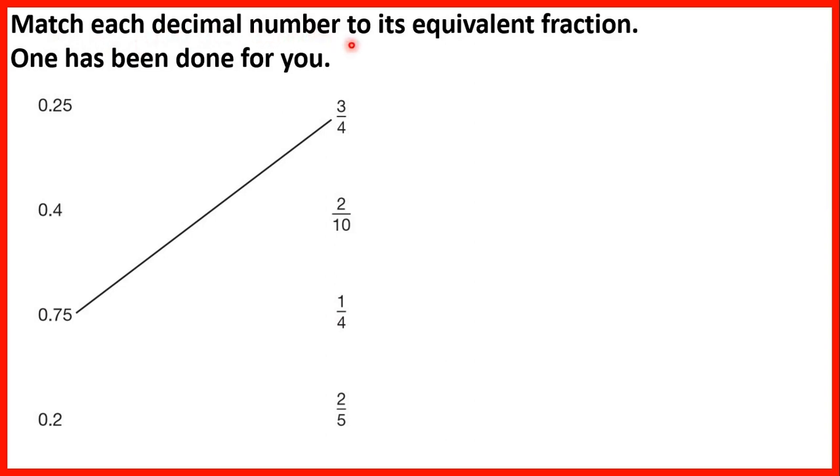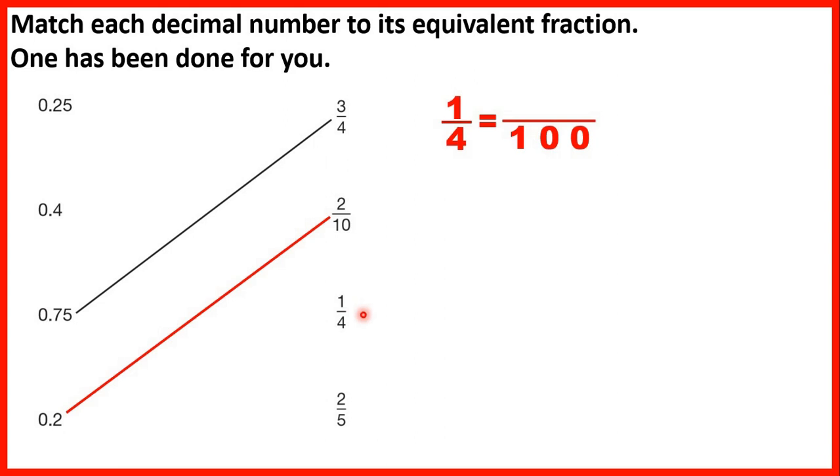Match each decimal number to its equivalent fraction. One has been done for you. So they've told us that 3/4 is equivalent, or has the same value as, 0.75. So what we can do to match up our decimals and our fractions is to change our fractions into decimals. And 2/10 is 0.2, because remember with decimals, the first digit after the decimal point always tells us how many tenths we have. But now we have 1/4, and there isn't a decimal place value for quarters.